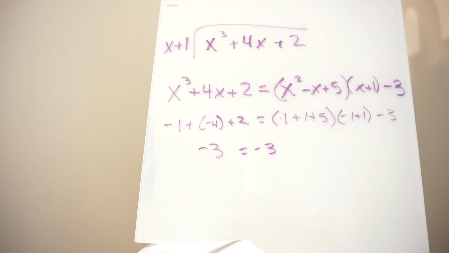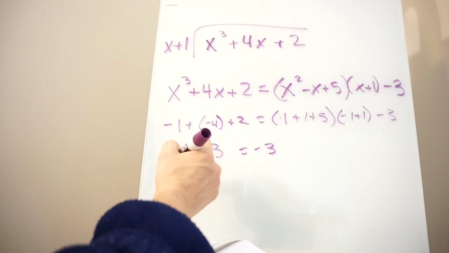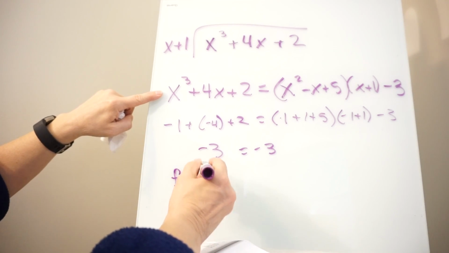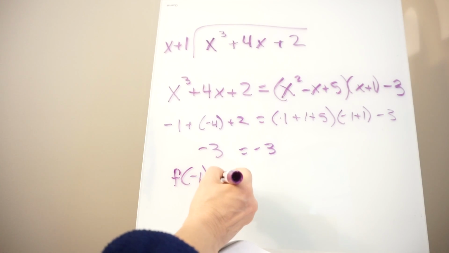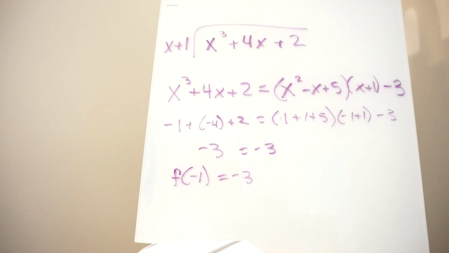And then the way that we would write this is we would say f of negative 1 is then equal to negative 3, which was the remainder when we used synthetic division.